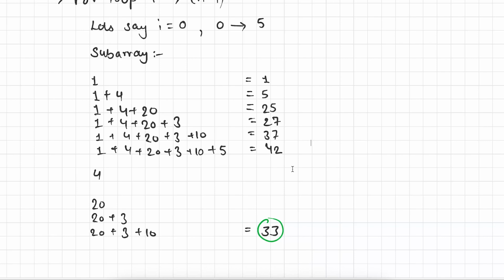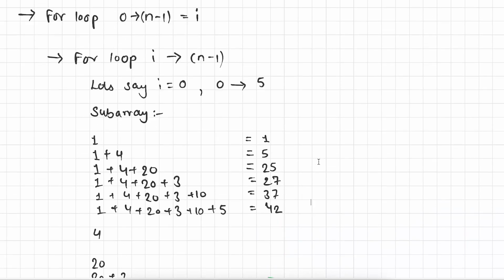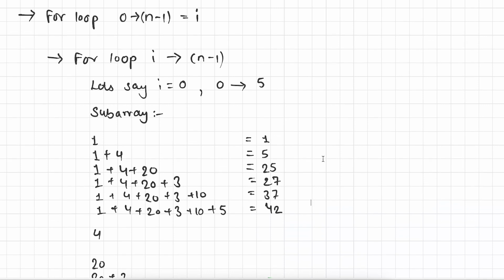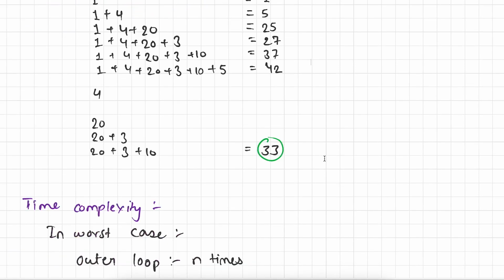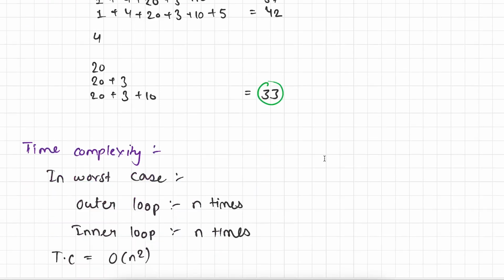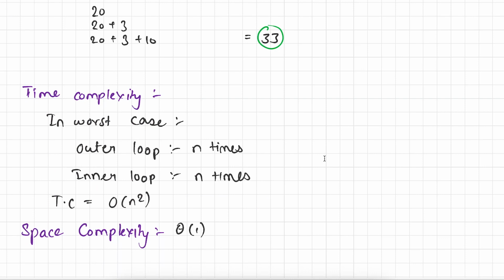That's it guys. We simply have to run two loops in this approach to find whether this array contains any subarray whose sum is equal to 33 or not. So this is the simple approach to solve this problem. Now, the important part is how much time and space complexity it requires.